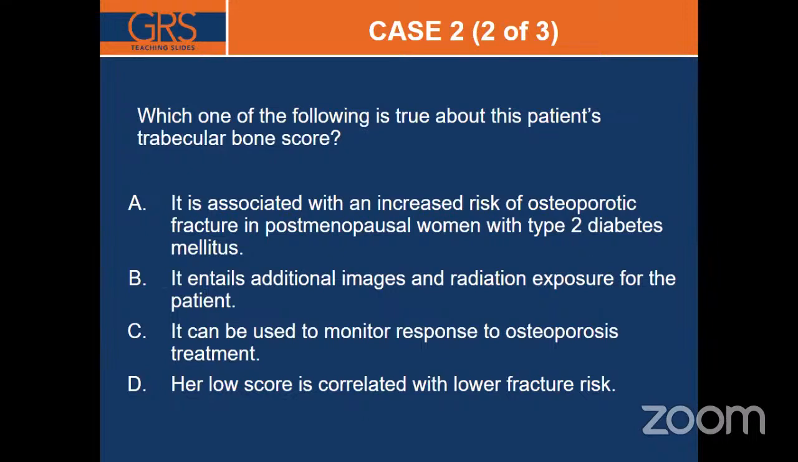Which of the following is true about this patient's trabecular bone score? A: It is associated with an increased risk of osteoporotic fracture in postmenopausal women with type 2 diabetes mellitus. B: It entails additional imaging and radiation exposure for the patient. C: It can be used to monitor the response of osteoporosis treatment. D: Her low score is correlated with low risk of fracture. Please use the chat or unmute yourself to choose an answer. Thank you.